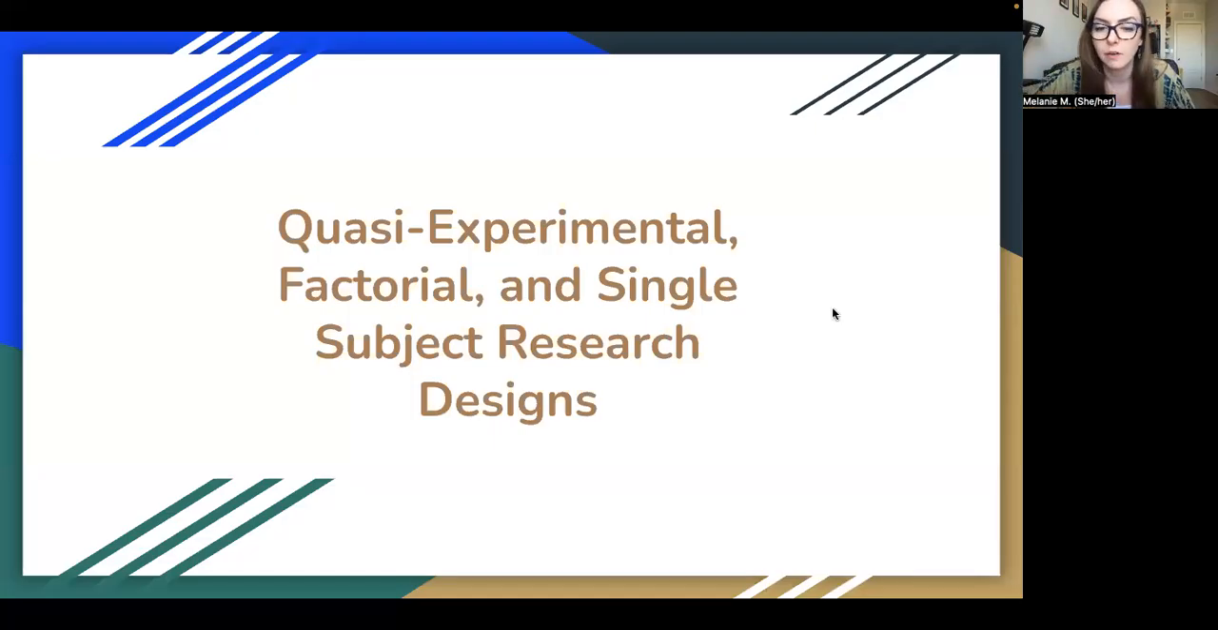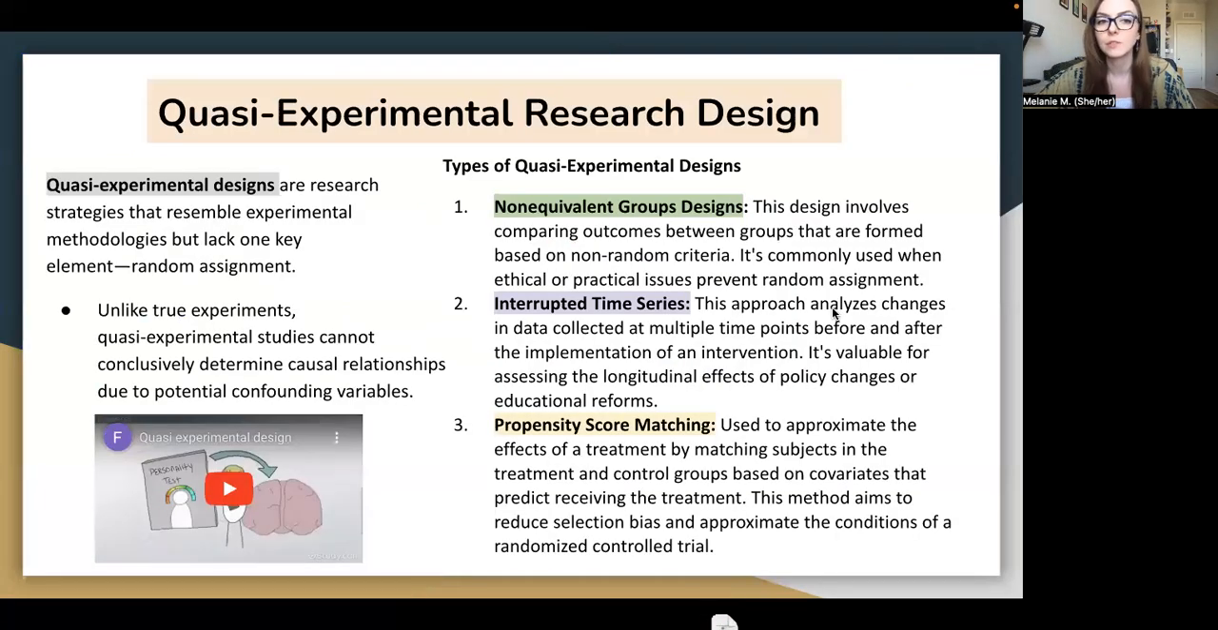Today we're going to be talking about our last set of research design options. These are our quasi-experimental, factorial, and single subject research designs. We'll start with the quasi-experimental research designs, and we'll start with a little bit of a video.